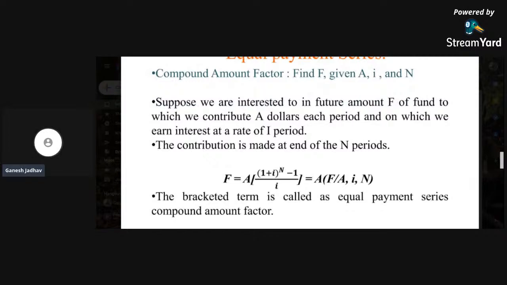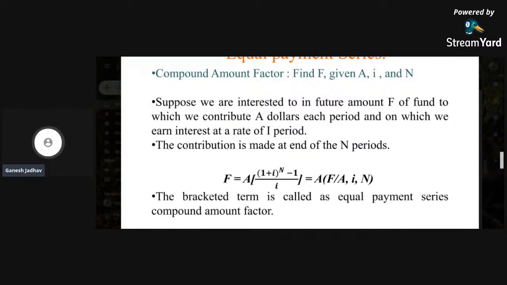So F is equal to A, where A is the amount, times the bracket (1 plus i) raised to n minus 1, divided by i. So this is the factor. F divided by A is what we call the compound amount factor. This is the actual formula.